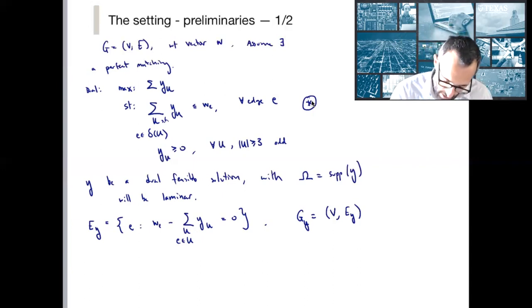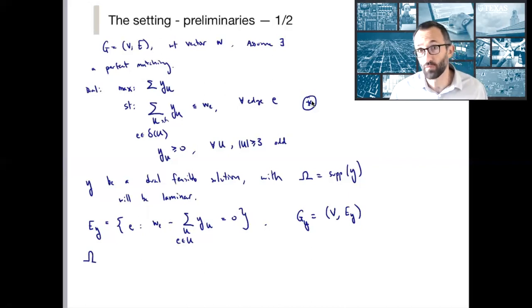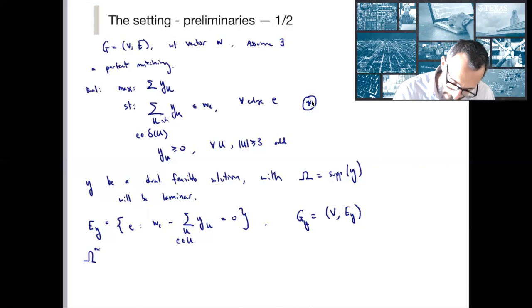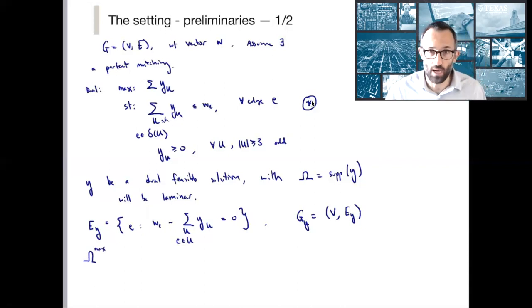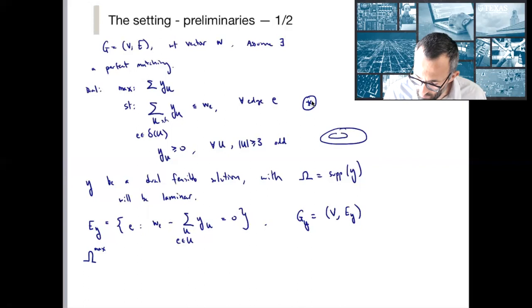So if omega, as listed above, is the support of y and it's assumed to be laminar, then let me define omega max to be the inclusion-wise maximal elements of omega. So let me draw the picture that we've now seen many times before. My laminar set, an example of a laminar set.